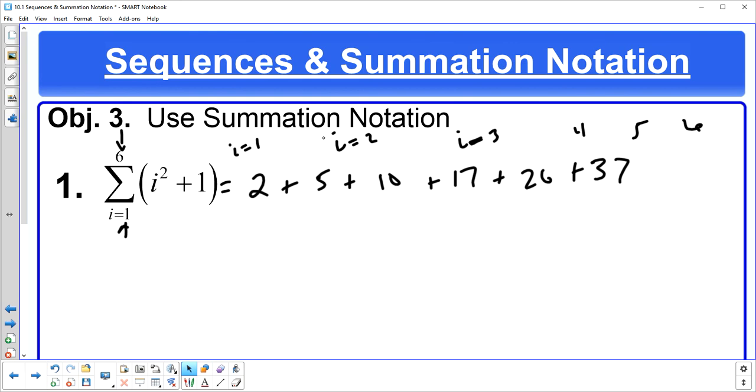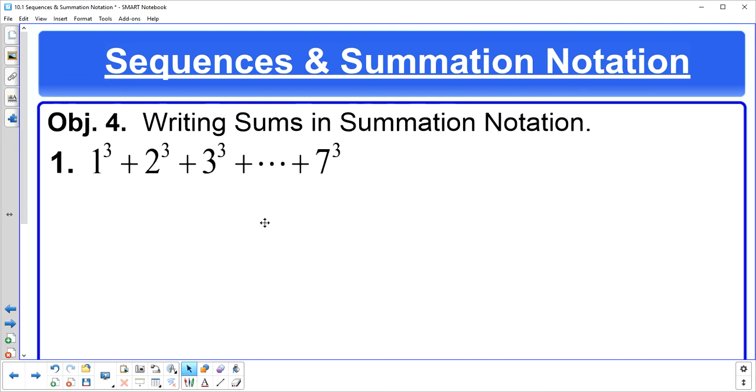So all I did was take these 6 values, 1, 2, 3, 4, 5, 6, plug them in, square them, add 1, and that gives me my terms. Which, if we combine all of those together, our summation of these 6 terms from 1 to 6 of i squared plus 1 would be 97. So that would be our summation.